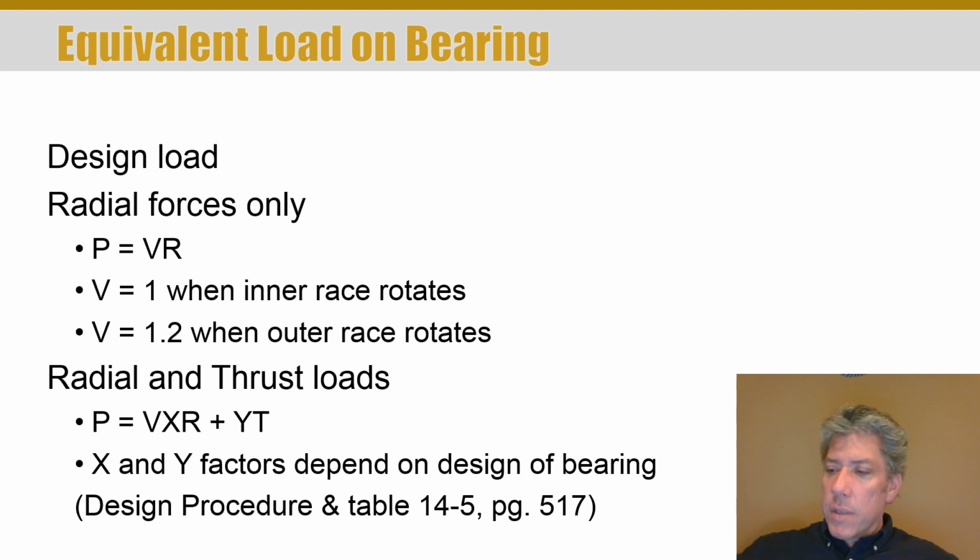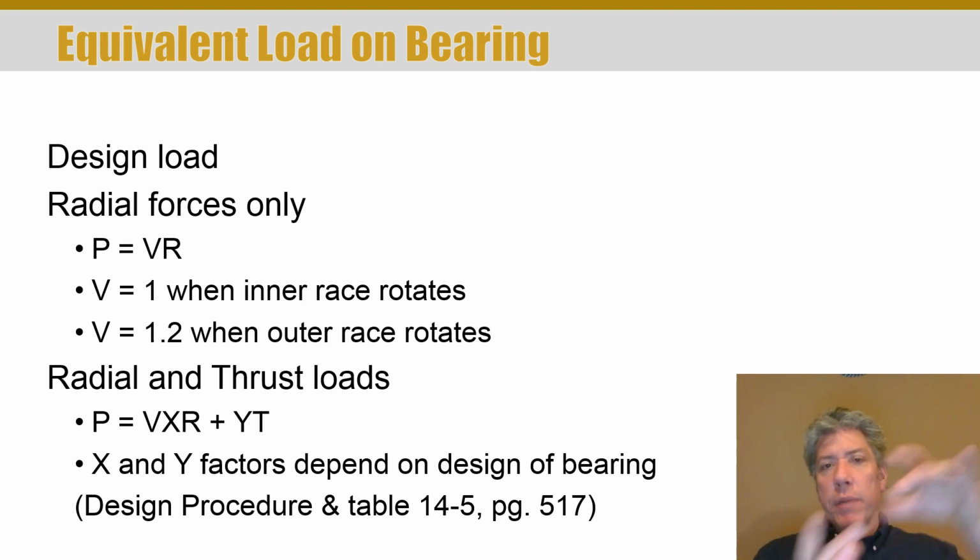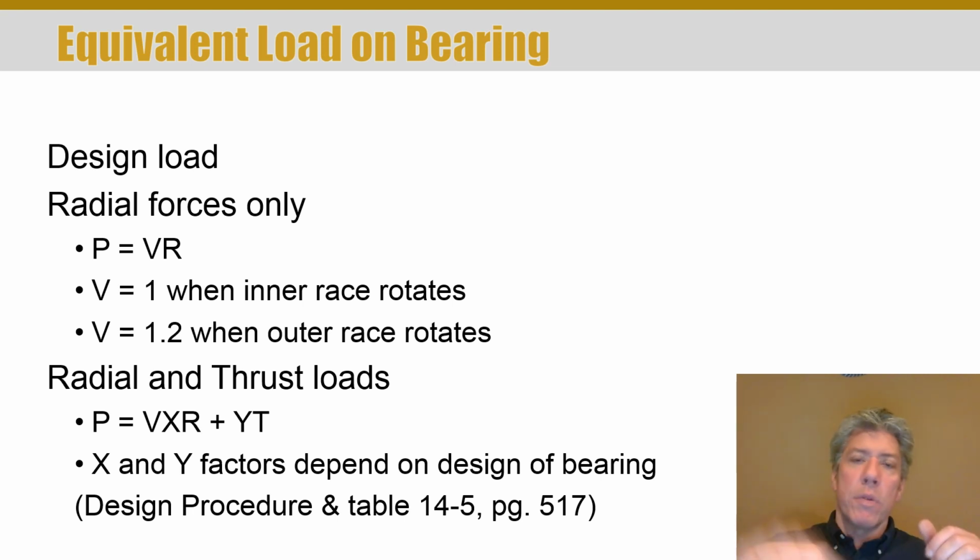Well, in that case, most of the time, the load that the bearing experiences, P, will simply be equal to R, the actual radial load, but we've included this multiplying factor V to take into account when the outer race rotates. Most of the time the inner race rotates. In other words, most of the time the outer race of a bearing is held by a housing and the inner race rotates with the shaft, because most of the time you have live shafts.